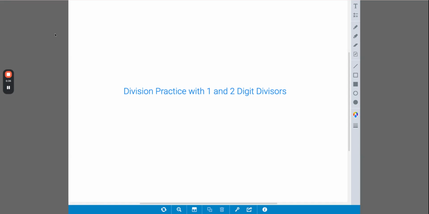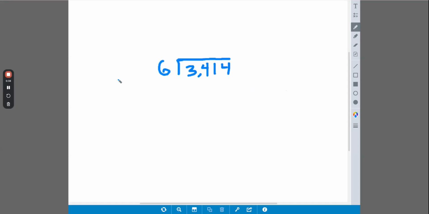So, let's start off with a 1 digit divisor. We're going to take 3,414 and divide it by 6. When I go through this method, I'm going to think of the place values. I'm going to start with 3 thousands. These are thousands you can't break apart, and that's the way I want you to think of them.